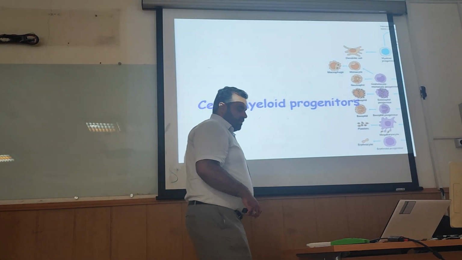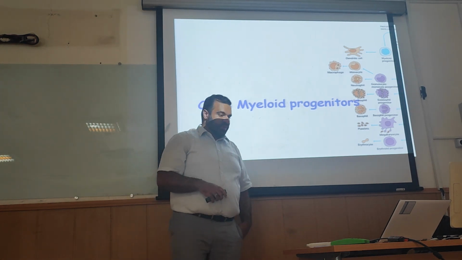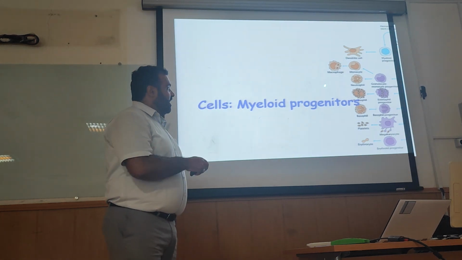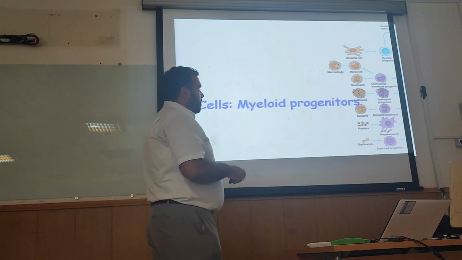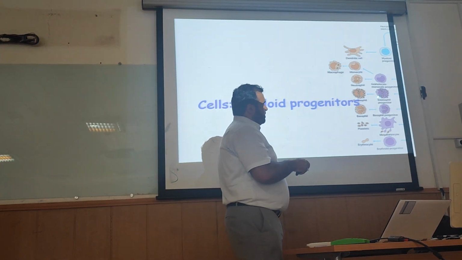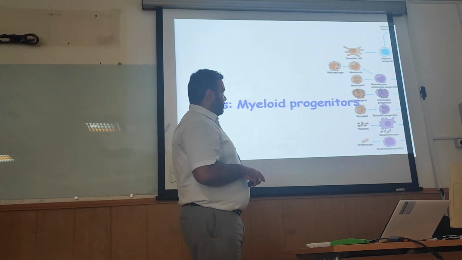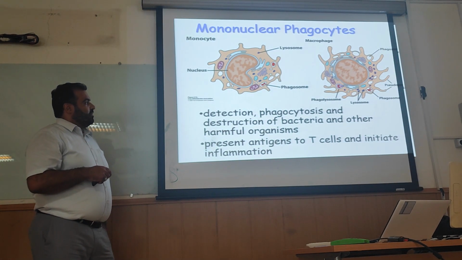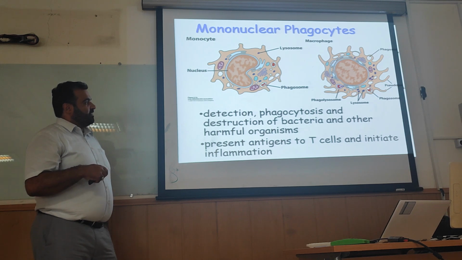Right, let's talk about myeloid progenitor cells, the other arm of the hematopoietic stem cells. What cells do we have? We can class them as either mononuclear cells, where the nucleus looks like one structure, or polymorphic nuclear cells, whose nucleus looks like many rather than one single nucleus. The mononuclear cell we have is the monocyte, and they have phagocytic ability.